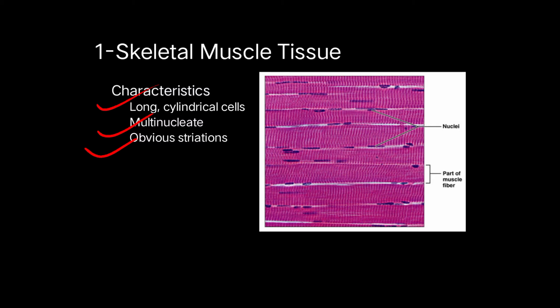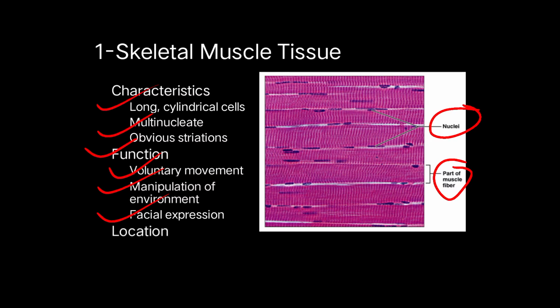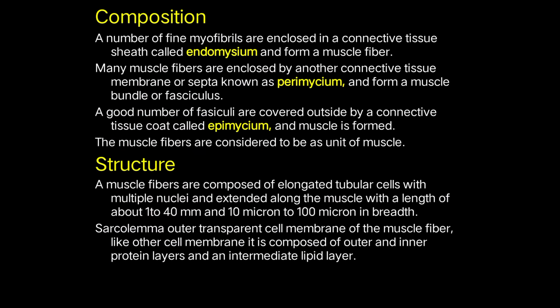So we can see here the nucleus. They are multinucleated, meaning a single myofibril has more than one nucleus, and the part of the muscle fiber is visible like this. Then function: it is responsible for voluntary movement. Whatever movement of the body is under voluntary control, they are responsible. And then we can see the manipulation of the environment, facial expression, as well as the location: the skeletal muscle is attached to the bone and occasionally to the skin.